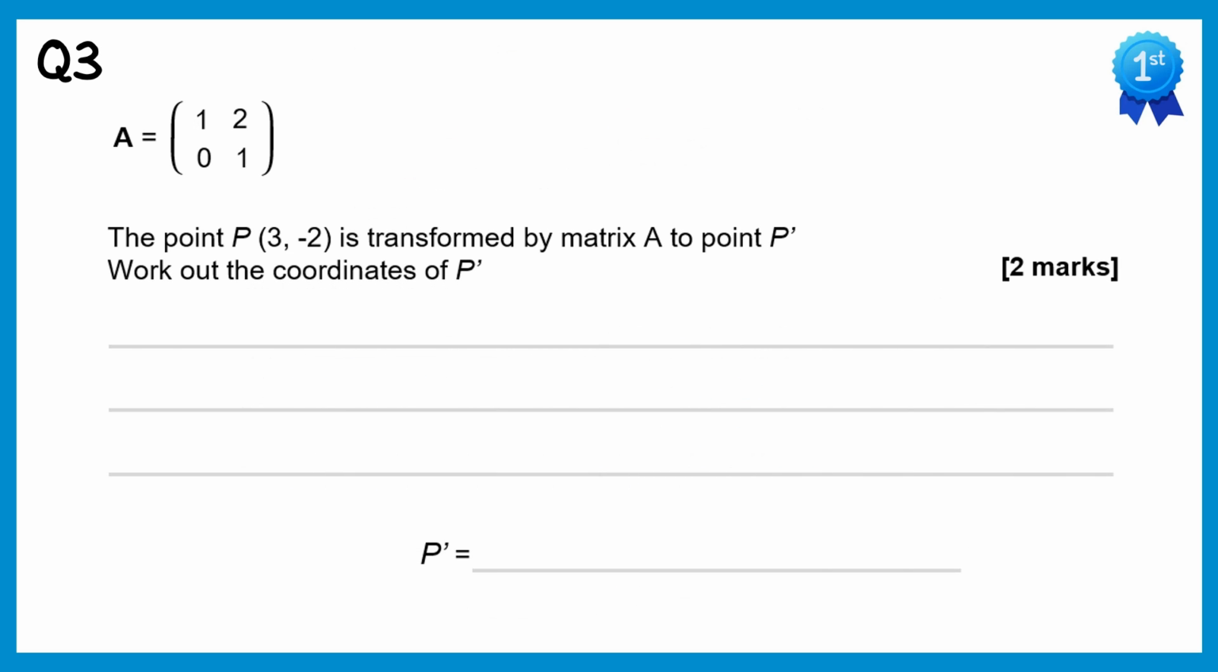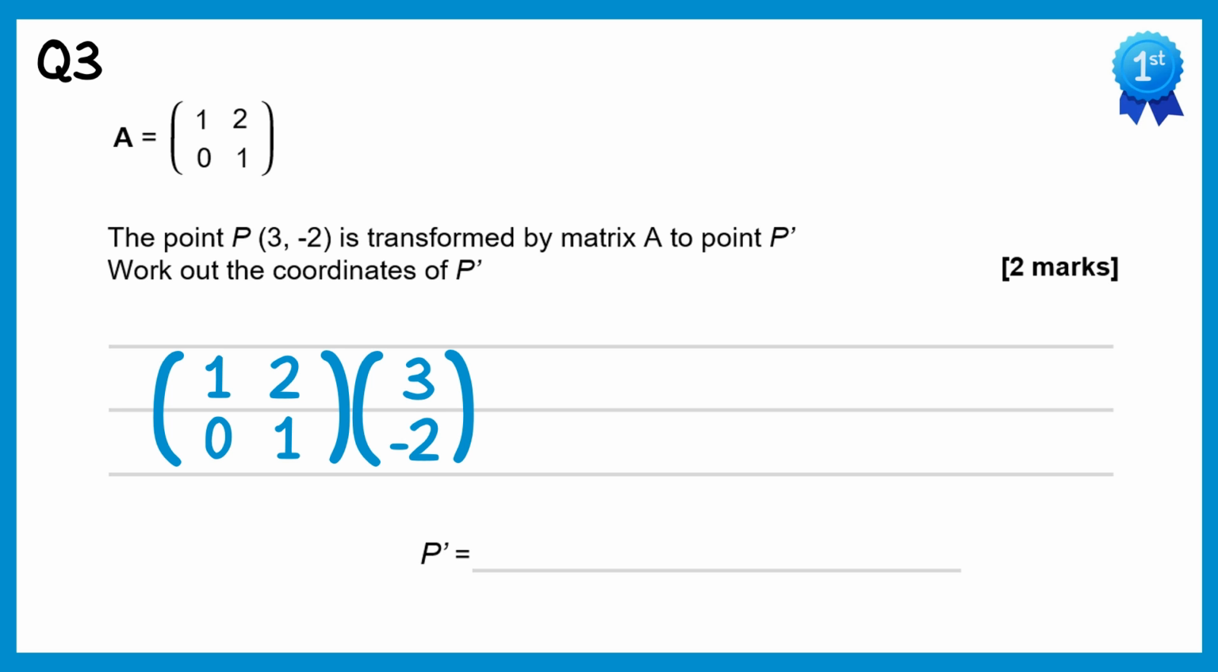In this question we have a matrix and a point, and we need to transform that point using the matrix. To do this, we take the matrix, which is 1, 2, 0, 1, and we multiply it by the coordinate written in a column vector form, so 3, negative 2.